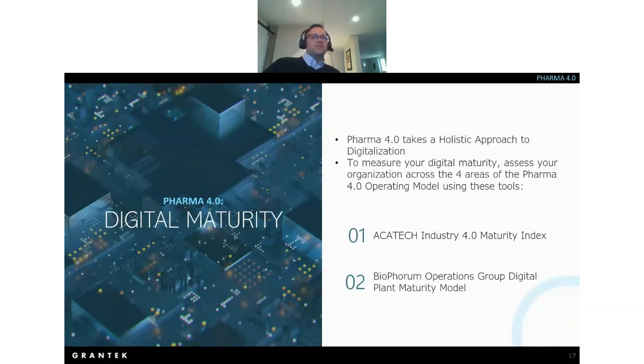a spectrum that ranges from, on one hand, just dipping their toes in when it comes to the use of computers and automation, all the way to a completely digital, autonomous plant that adapts on its own to changing manufacturing conditions on the other end. There are many ways to measure digital maturity, but two common indices are the Industry 4.0 Maturity Index created by ACATECH and the Digital Plant Maturity Model created by the BioForum Operations Group. Let's look at these now.